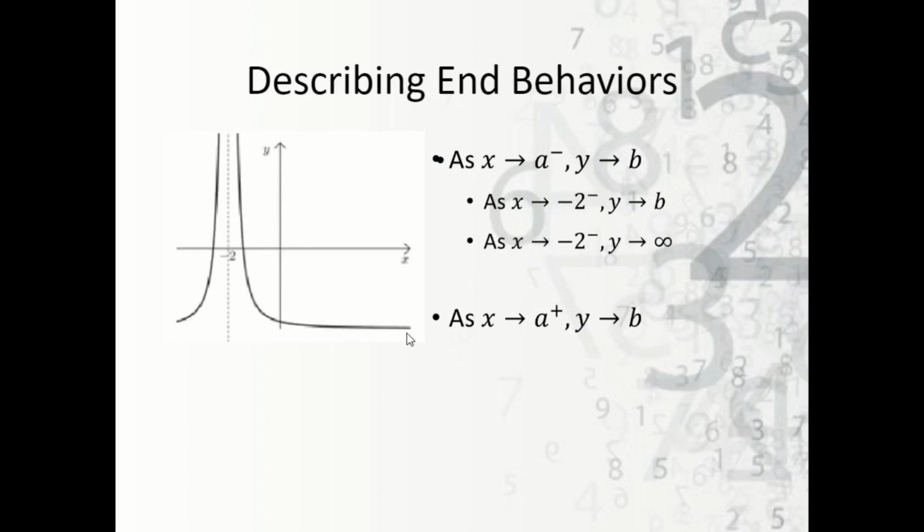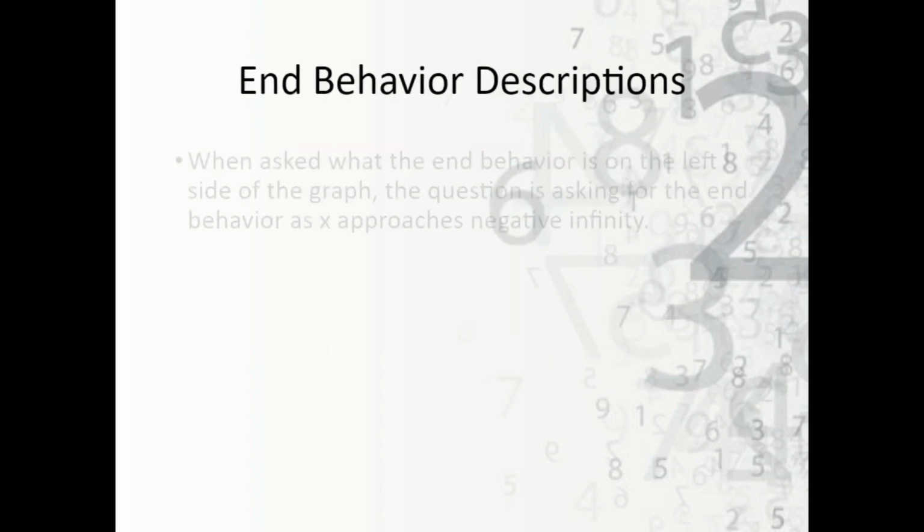Now, if we look at as x approaches -2 from the positive side, so from here, so from the right side, so as we get closer to -2, what is happening with the graph? Well, we can see it's going up and up and up, so y is also approaching infinity. This is how we can describe end behaviors. Now, let's take a look at some end behavior descriptions.